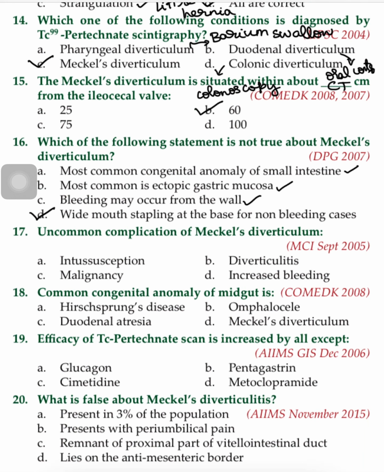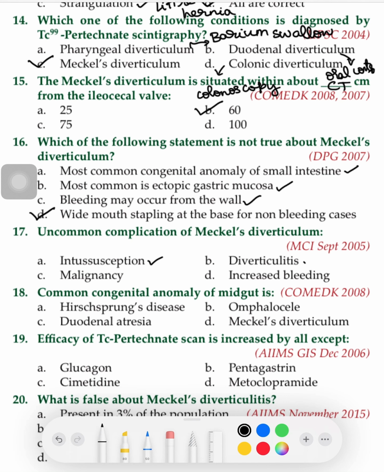Uncommon complications of Meckel's diverticulum. Intussusception is seen, diverticulitis is seen, increased bleeding. Malignancy is the uncommon complication, and the most common malignancy is neuroendocrine tumor followed by adenocarcinoma. So it's given in Sabiston. The common congenital anomaly of the midgut is Meckel's diverticulum.